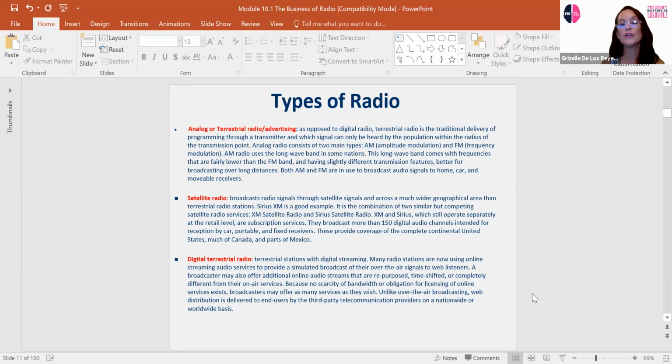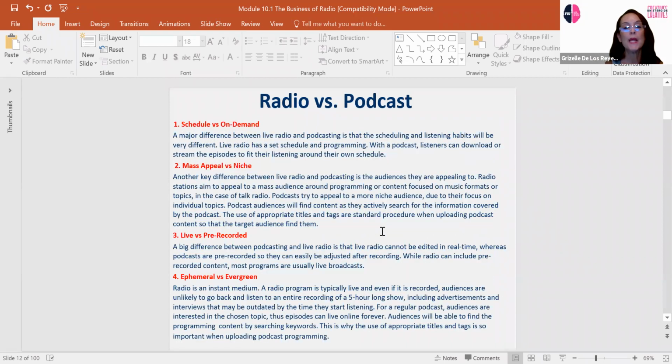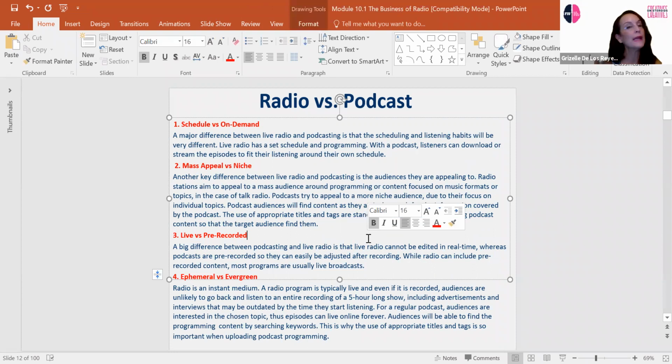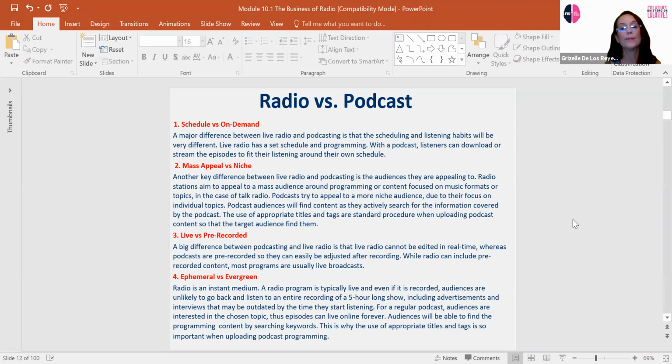And as I was saying, these are your different types of radio: terrestrial or analog, which is station, signal, and a physical presence in the marketplace. You have satellite radio, which some of you may have in your cars. This is, you have to pay a subscription. And then you have your digital, which is for the most part a station, even though you have 100% digital stations. But what has been the trend is that if you have a terrestrial station, they're going to have a digital component for streaming music. Okay. And again, since we're talking audio, consider podcasting. Podcasting is huge.